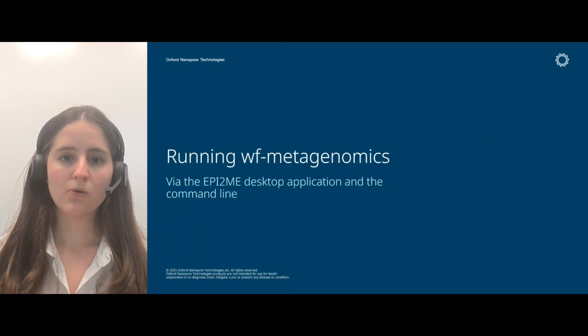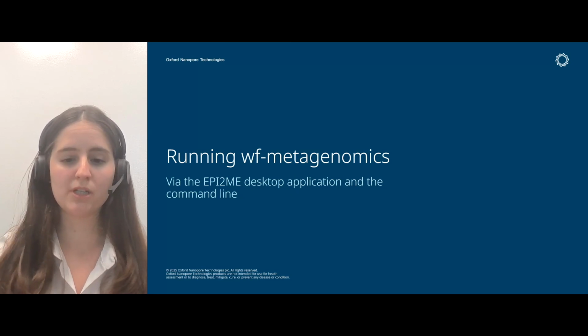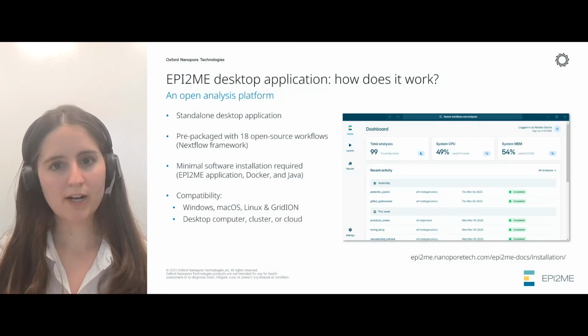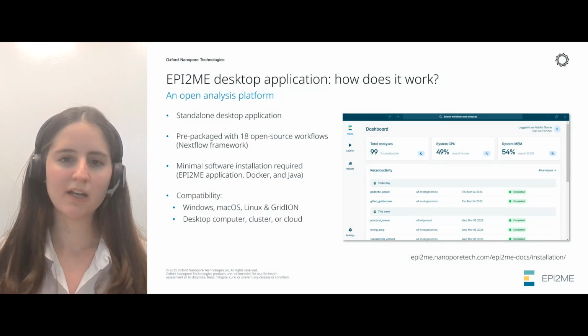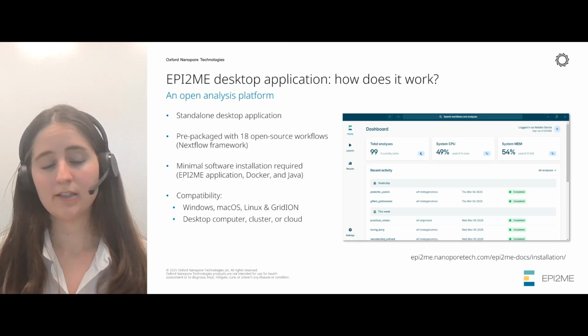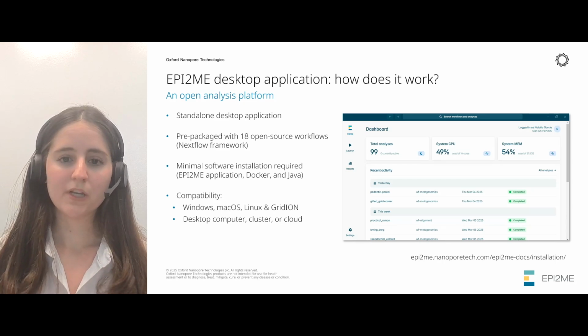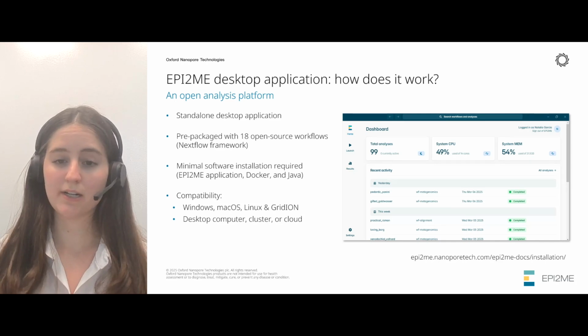So how could we run WF Metagenomics? As I mentioned, we recommend using the EPI2ME desktop application, which is an open analysis platform that can be installed on Windows, Macintosh, and Linux, and allows you to run the workflows on your device, for example on a laptop, or in the cloud. It contains a collection of different workflows that are curated and maintained by experts in long-read sequence analysis.